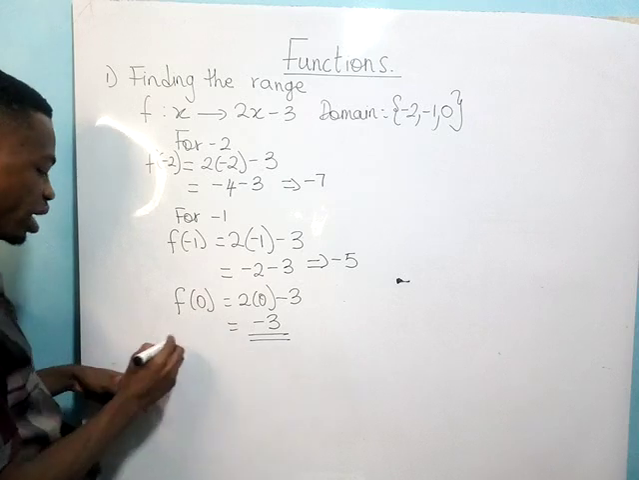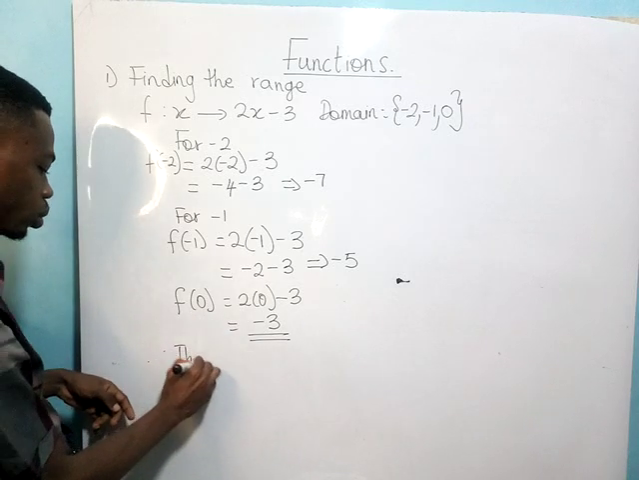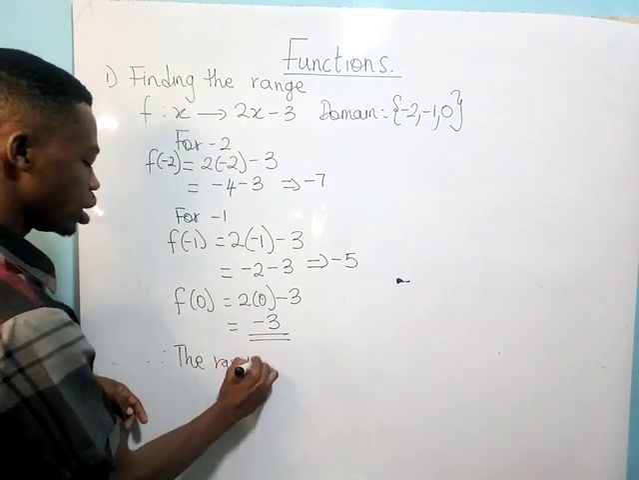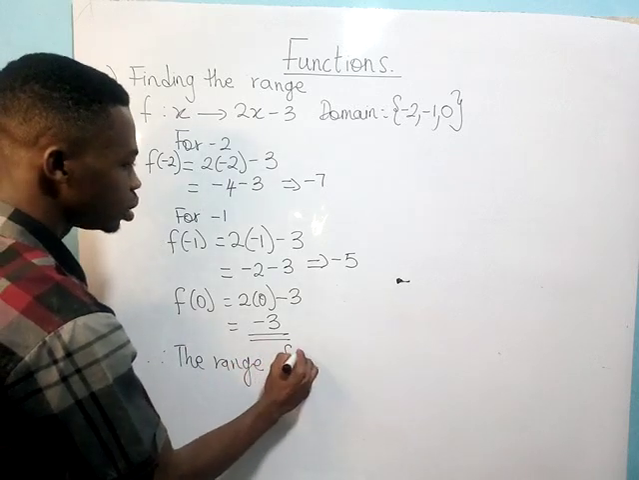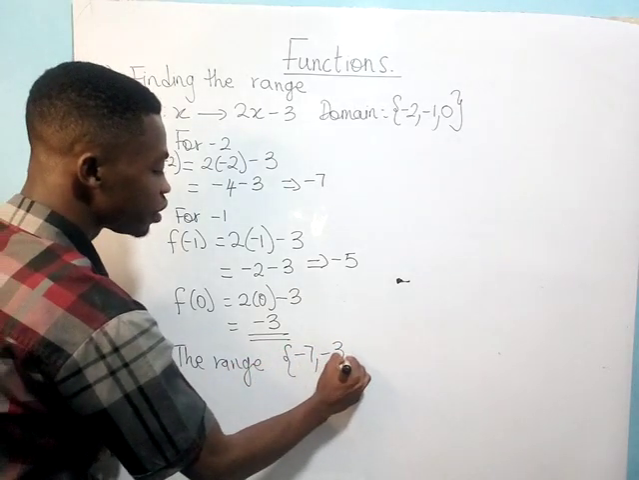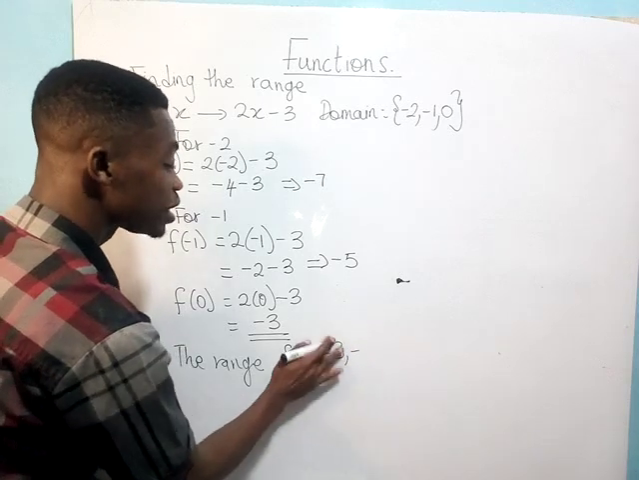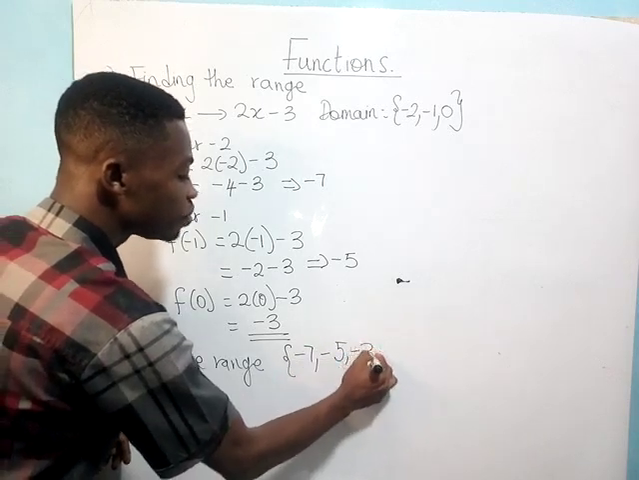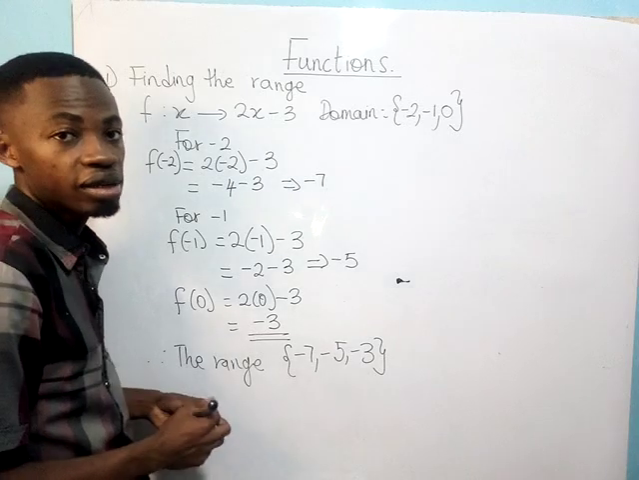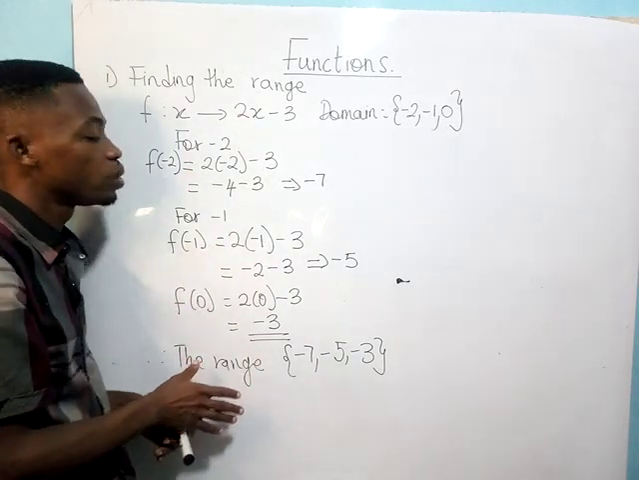So therefore the range becomes -7, -5, and -3. So that's how we solve for the range.